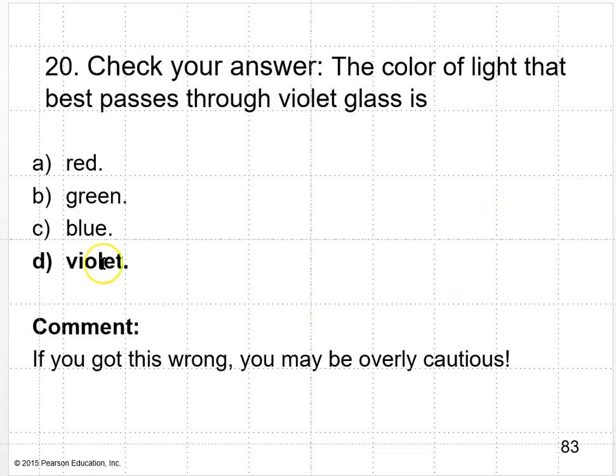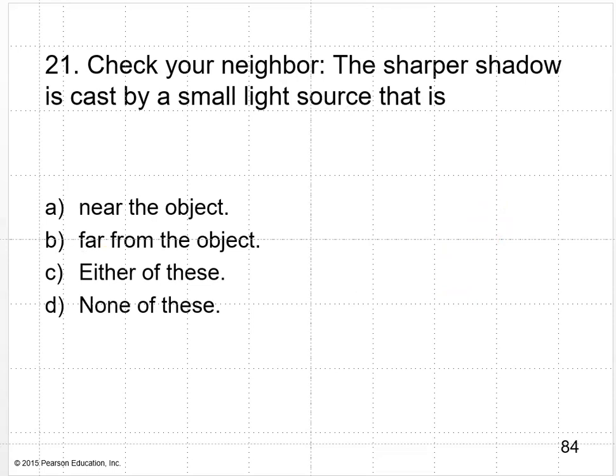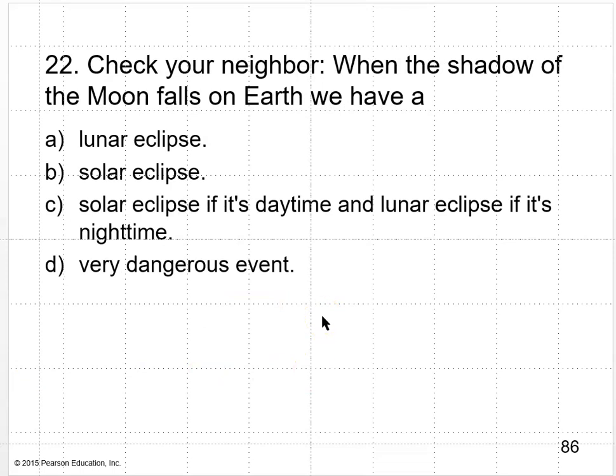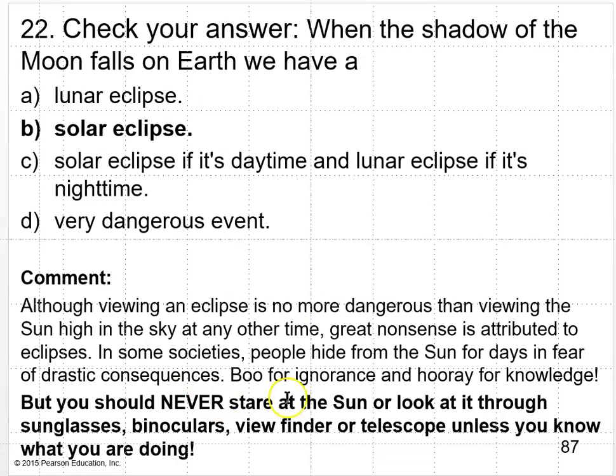Okay, obviously, you got to read this carefully. The sharper shadow is cast by a small light source that is near the object. When a shadow of the moon falls on the Earth, we have a solar eclipse. Now, be careful with eclipses.